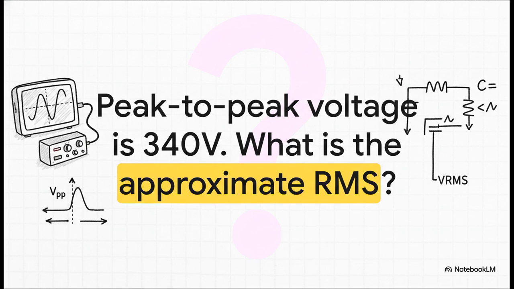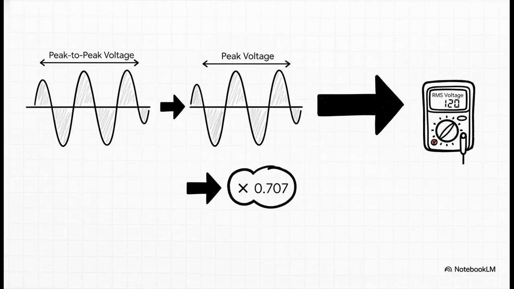An avionics signal generator outputs a sine wave with a measured peak-to-peak voltage of 340 volts. The question is, what is the approximate RMS voltage? The critical trap here is the distinction between peak-to-peak and peak values. The correct answer is B, 120 volts. The rationale: peak voltage is peak to peak divided by 2, so 170 volts. RMS voltage is peak voltage times 0.707, which equals 120.19 volts.